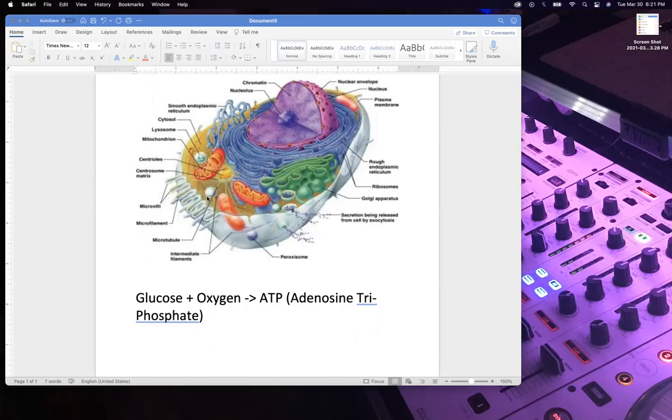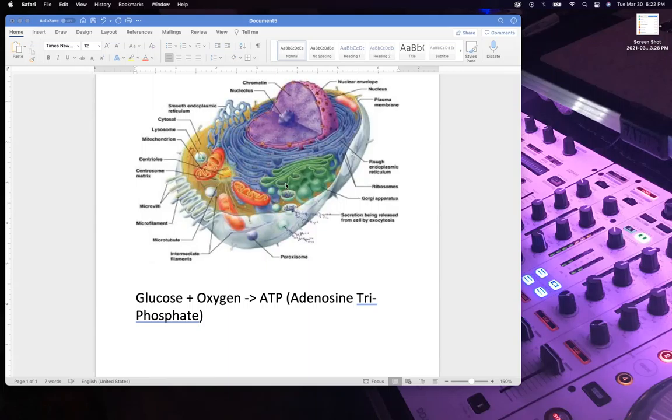Also, if you have something precious, you're going to put it in a box and package it, because you don't want anything to happen to it while it's moving around your house. Well, that's why we have the post office right here, and that's called your Golgi apparatus. Now, the Golgi apparatus, they call it the post office of the cell, or the FedEx of the cell.